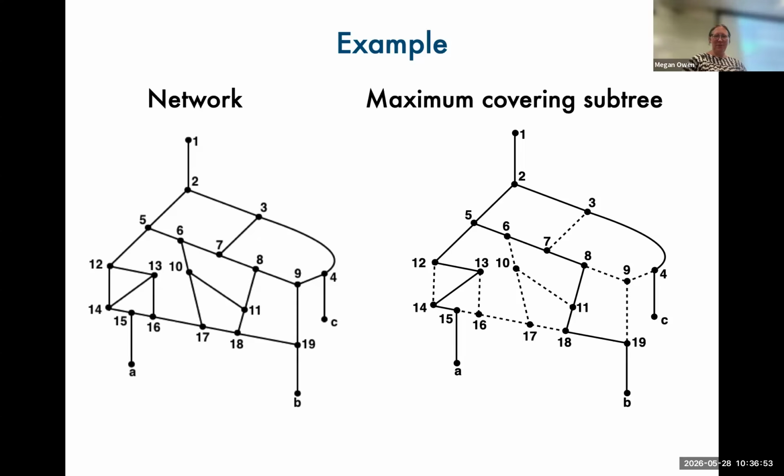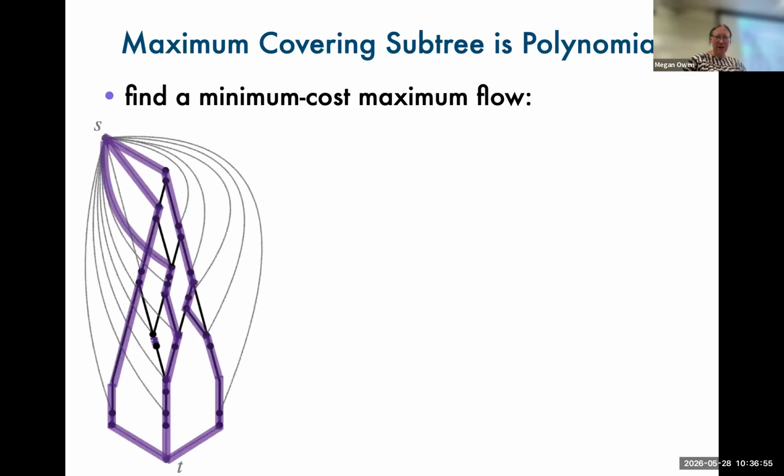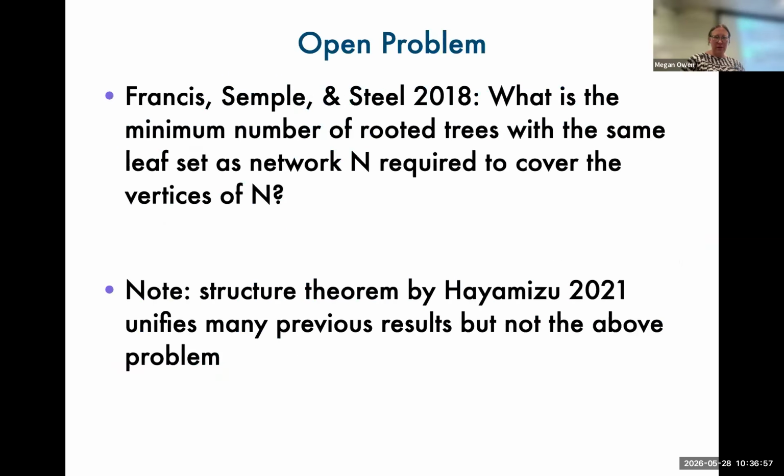applications. I will point out actually though, that there was a structure theorem by Hayamizu, and it unifies a lot of the previous results. It doesn't unify this particular one, but even some of the other algorithmic results. It was something about these anti-chains. I've not actually read the paper.